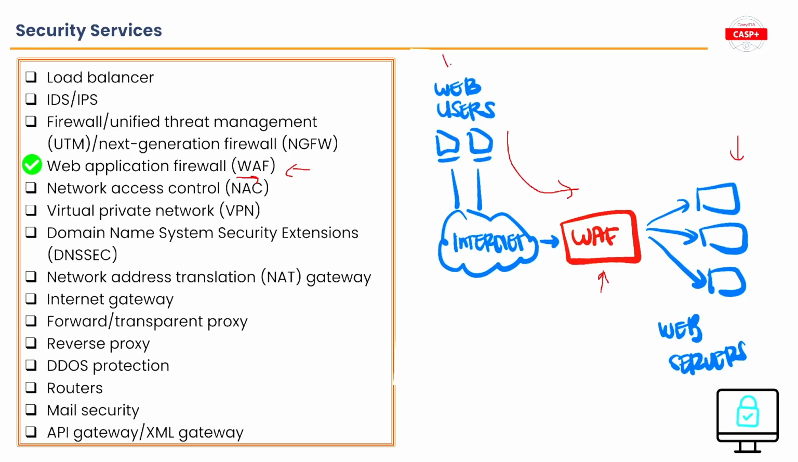A lot of web users are going to try to connect to this web server via HTTP or HTTPS, but it has to be filtered first by the web application firewall before it reaches the web servers.